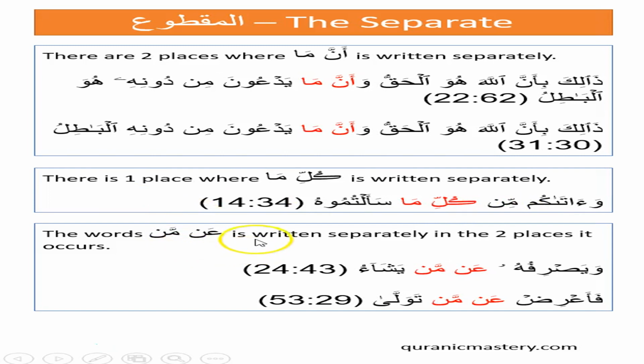We've already seen this. The word amman is written separately in two places, the two places that it occurs. وَيَصْرِفُهُ عَمَّن يَشَاءُ. If we're going to stop, let's take a look at the other one where we're going to stop: فَأَعْرِضْ عَنْ. But if we're going to continue, of course, it's normal: فَأَعْرِضْ عَمَّنْ تَوَلَّى. So this is very, very clear and easy.